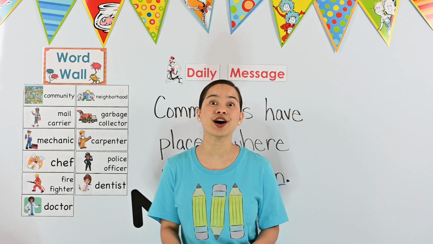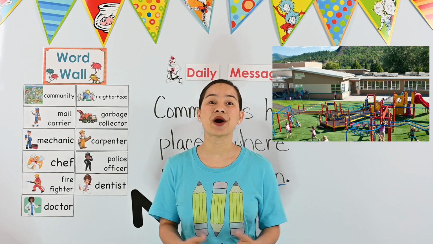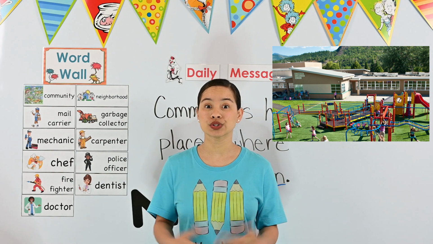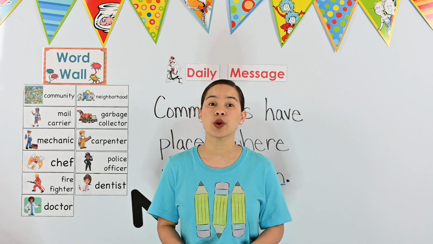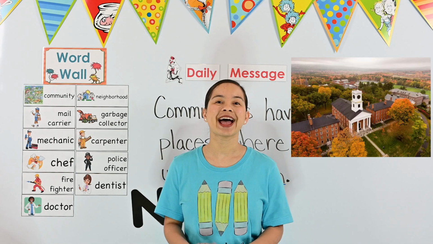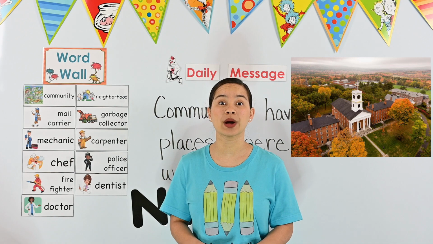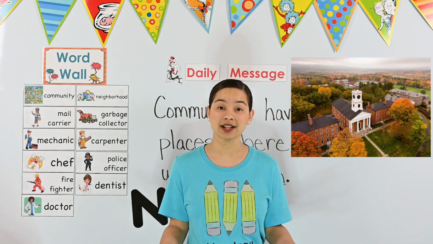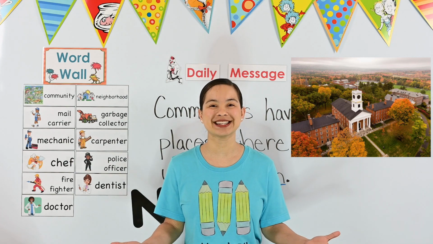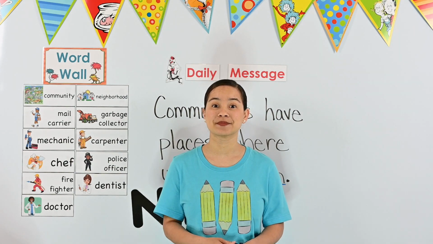One place is a school. There are many schools in a community. Children go to school to learn different things. There's also colleges where adults go to school and they learn different things as well. And at colleges, some adults learn different trades where they can be community helpers in their community.